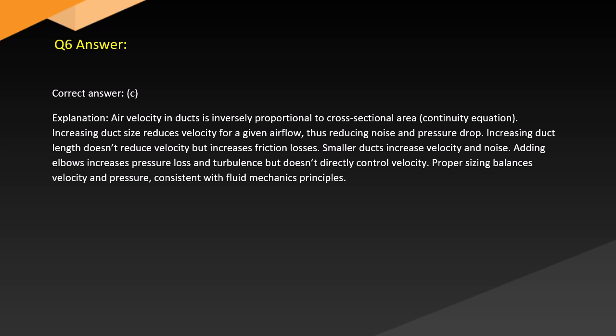Increasing duct length doesn't reduce velocity but increases friction losses. Smaller ducts increase velocity and noise. Adding elbows increases pressure loss and turbulence but doesn't directly control velocity. Proper sizing balances velocity and pressure, consistent with fluid mechanics principles.